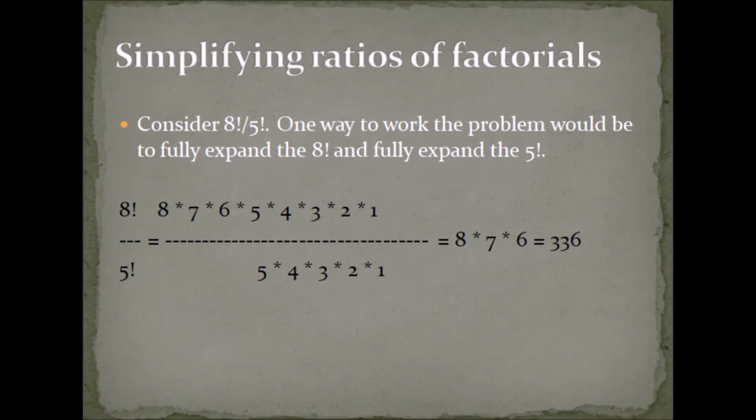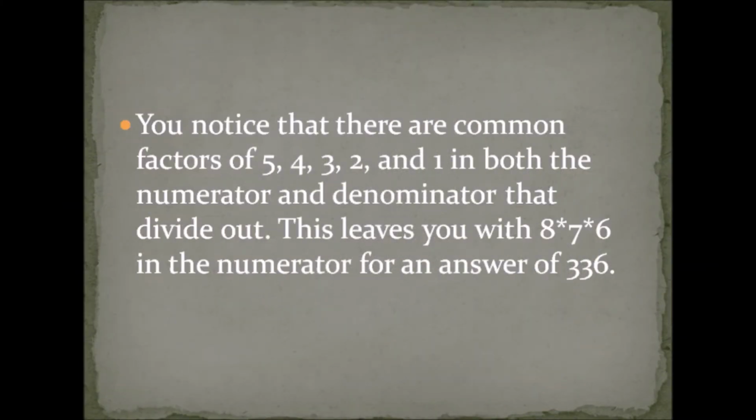Simplifying ratios of factorials. Consider 8 factorial divided by 5 factorial. One way to work the problem would be to fully expand the 8 factorial and fully expand the 5 factorial. Here's the solution. You notice that there are common factors of 5, 4, 3, 2, and 1 in both the numerator and denominator that divide out. This leaves you with 8 times 7 times 6 in the numerator for an answer of 336.